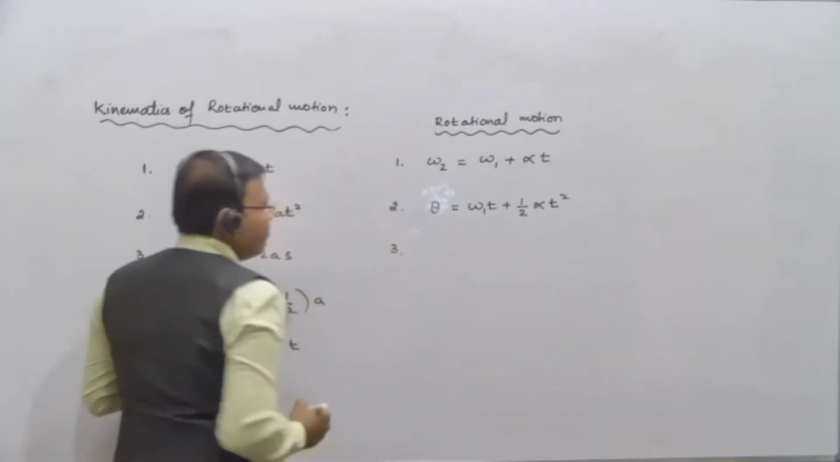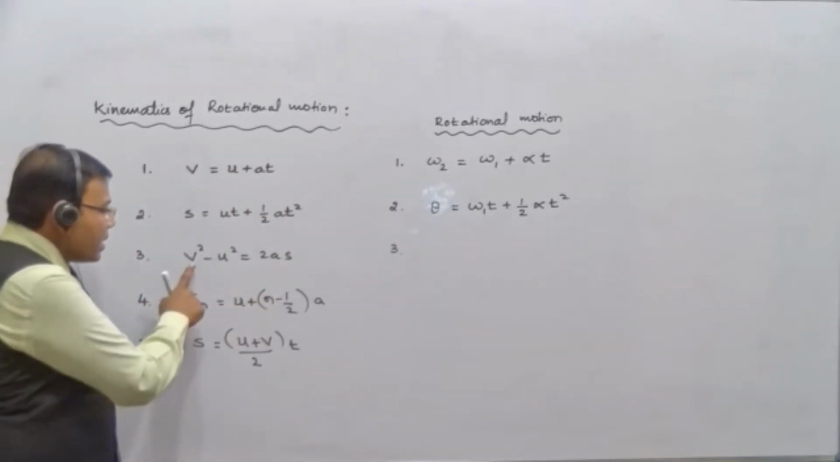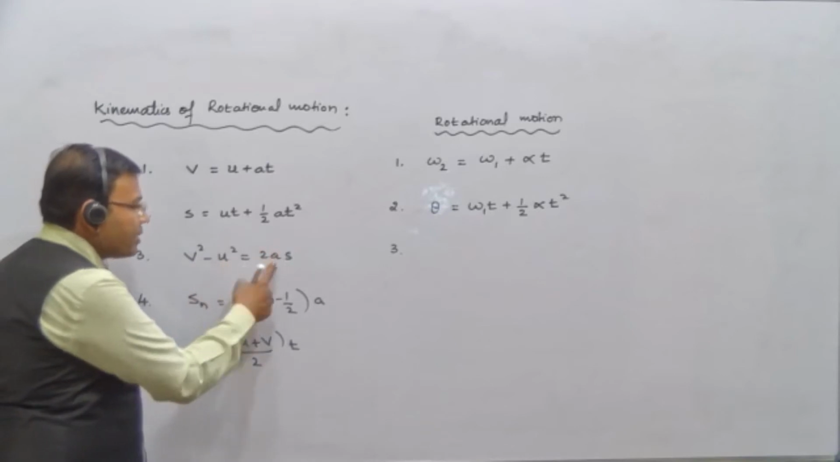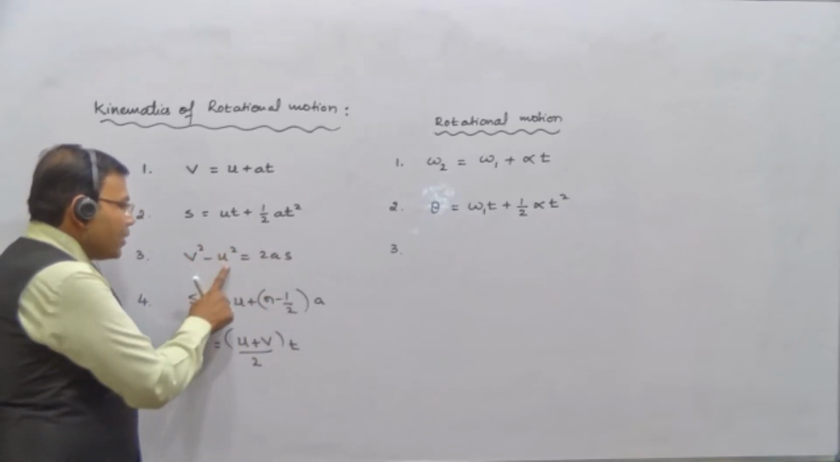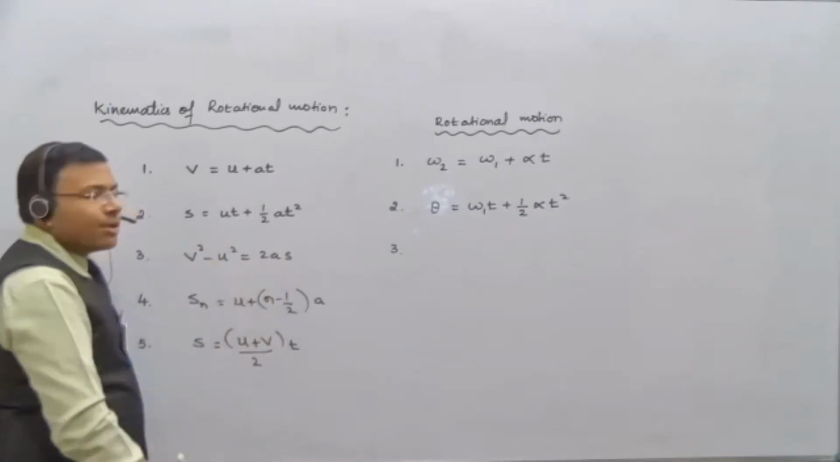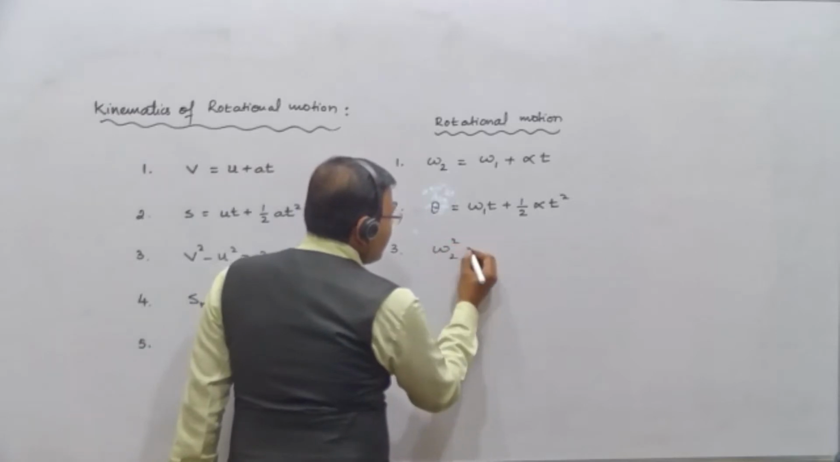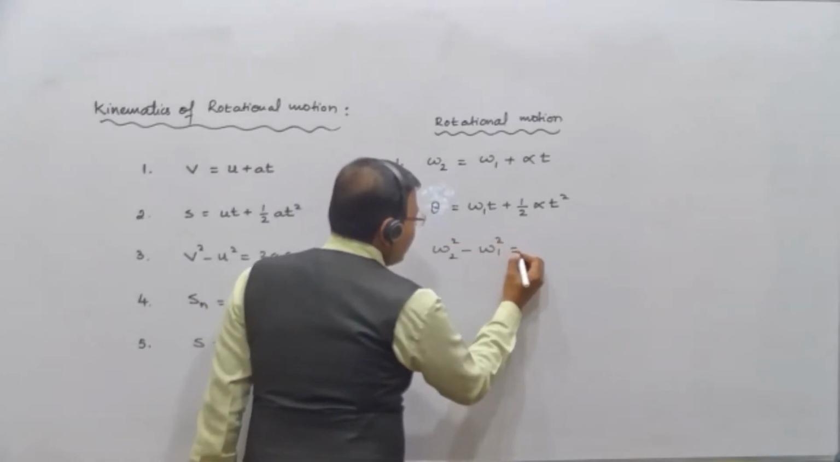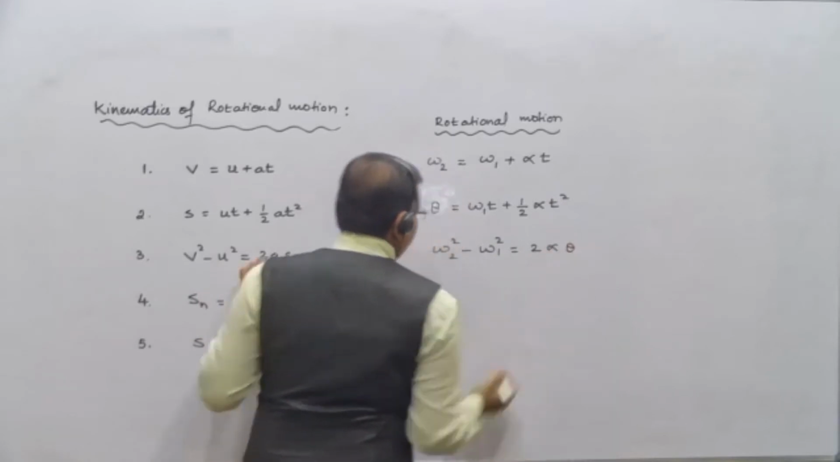Third one, pay attention. Third one, v square minus u square is equal to 2as. This is the linear velocity, linear acceleration, linear displacement. तो हम यहाँ क्या करेंगे, इसको angular velocity, angular acceleration, angular displacement में convert करेंगे. देखिए, this is omega 2 square minus omega 1 square, that is equal to 2. What is this? a is alpha, and this is theta.